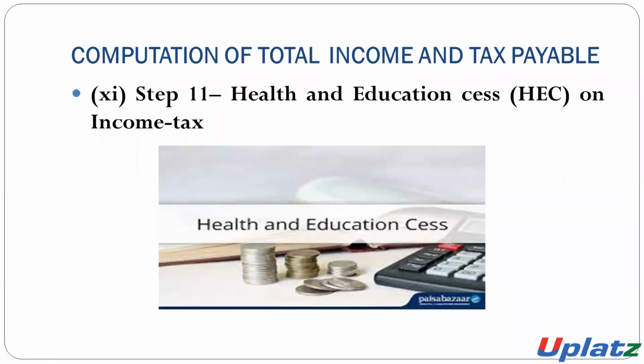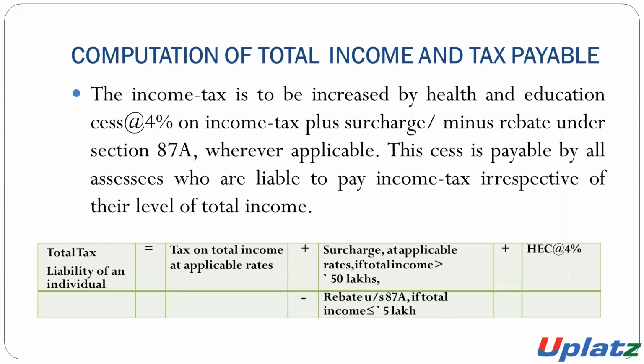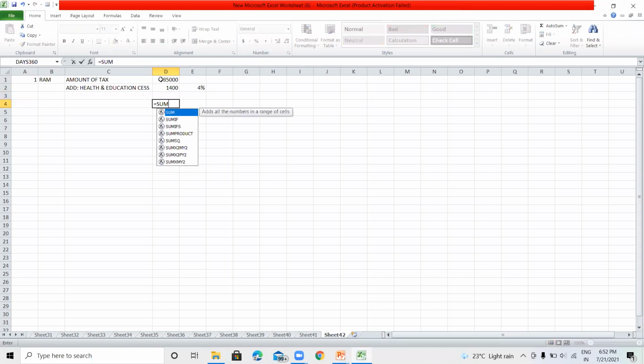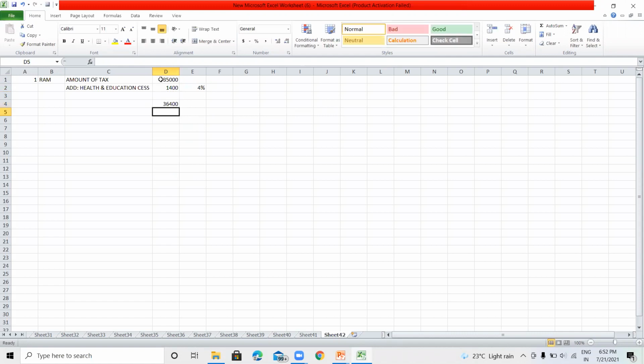So for health and education cess on the income tax, the income tax is to be increased by the health and education cess. Means the amount of income tax will be increased by health and education cess, and the total will be 36,400 rupees. This is the total tax payable.